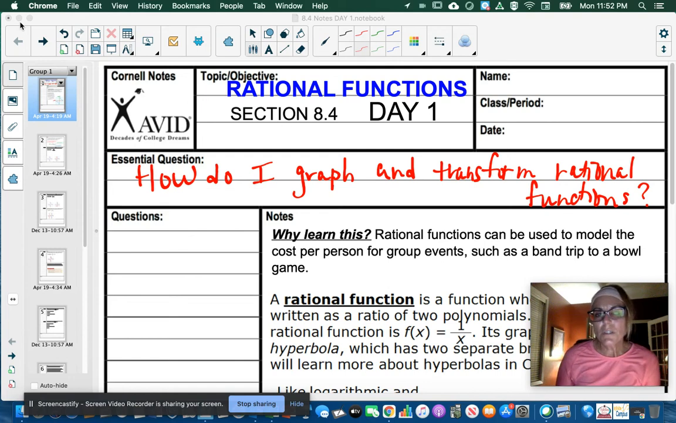Rational functions, section 8.4, day 1. Essential question: How do I graph and transform rational functions? Why do we learn this? Rational functions can be used to model the cost per person for group events, such as a band trip to a bowl game.